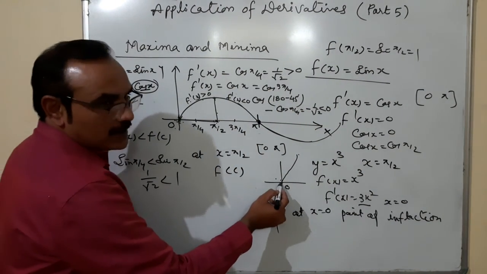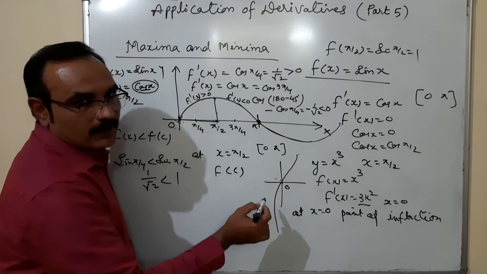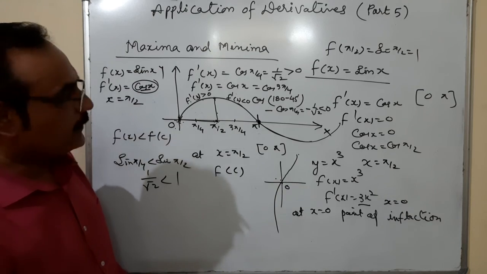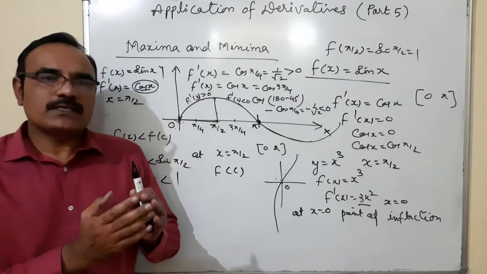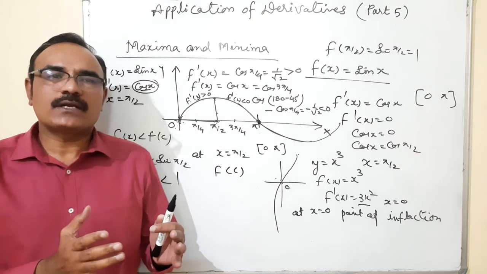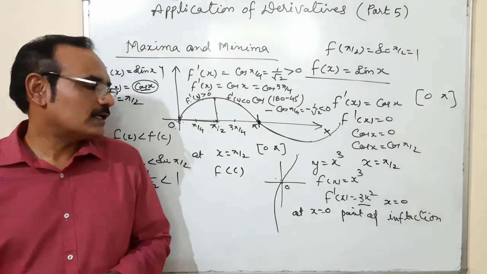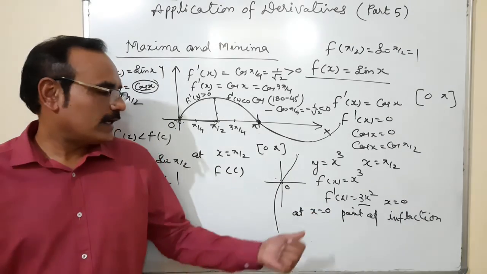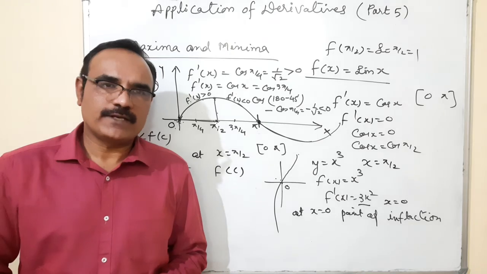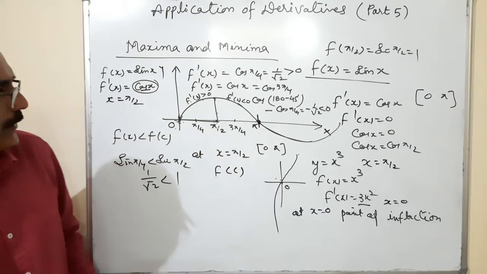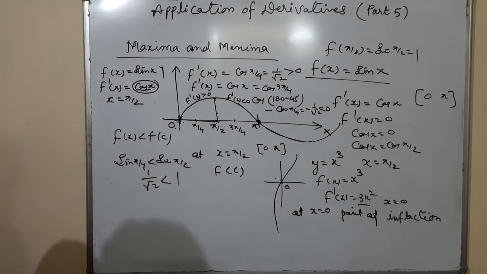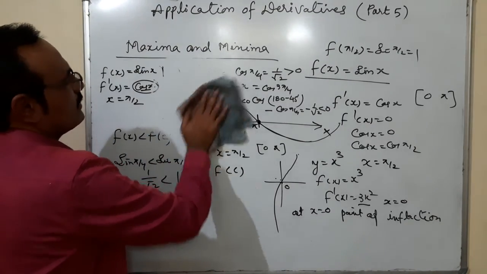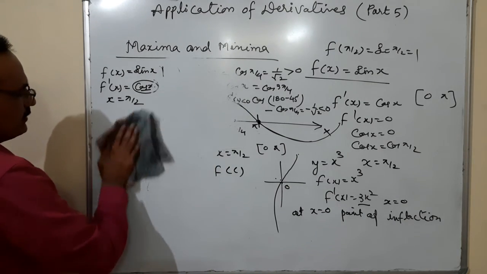Point of inflection means at that point we are unable to determine whether the value is increasing or decreasing. So if the function is neither increasing nor decreasing in the given interval, then it is neither minima nor maxima, and the point is called the point of inflection. So this is the concept of maxima and minima.